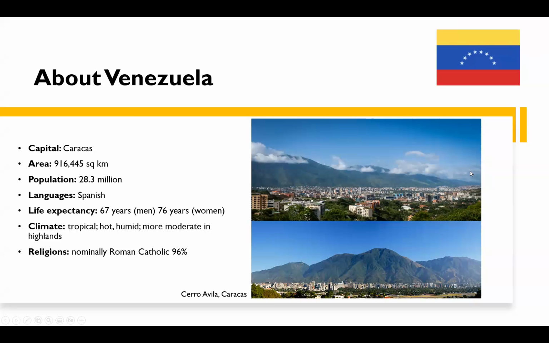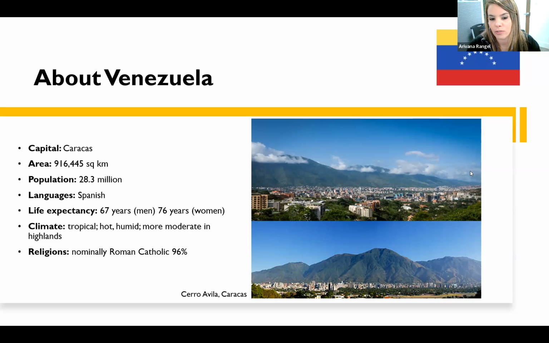The country has an area of 916,445 square kilometers. Our population, the last estimate number was 28 million. Our language is Spanish, but of course, Venezuela is well known as a migrant country. After World War II, we received people from Europe, Jewish, from Asia, but mainly from Europe. So we have a very strong community from Italy, from Portugal, from Spain, of course.